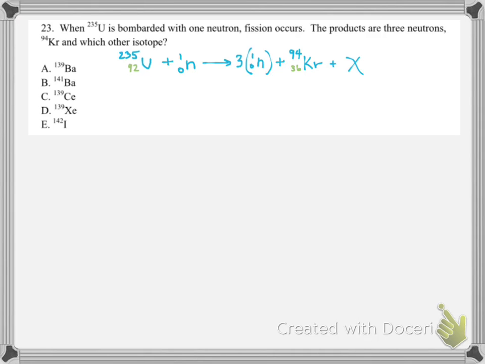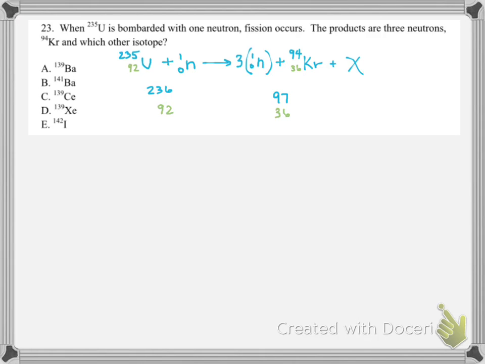Okay, so looking on the left side of our reaction, we can see that we have a total of 236 particles to account for, and we have 92 protons specifically to account for. On the right, we have 3 neutrons and 94 particles from the krypton. We have 97 total mass particles accounted for already. And 36 of those are protons.